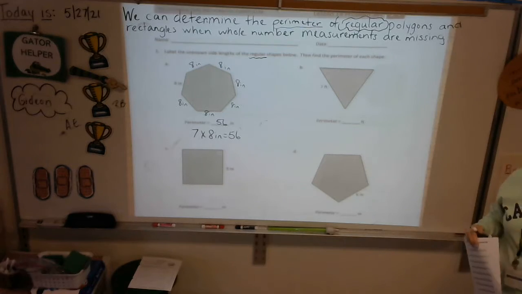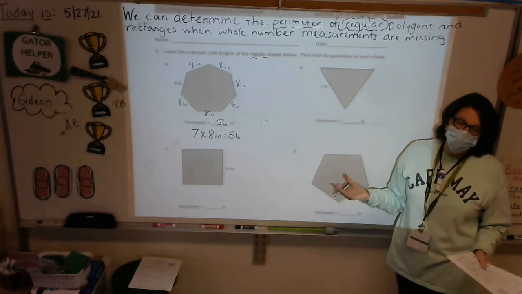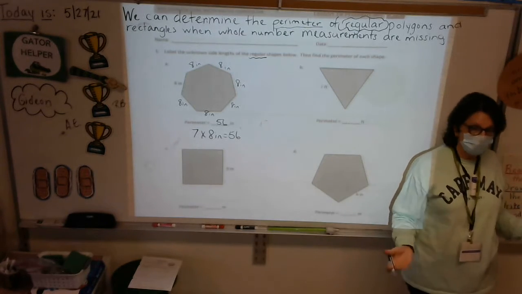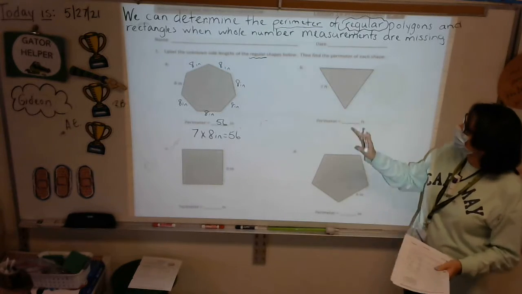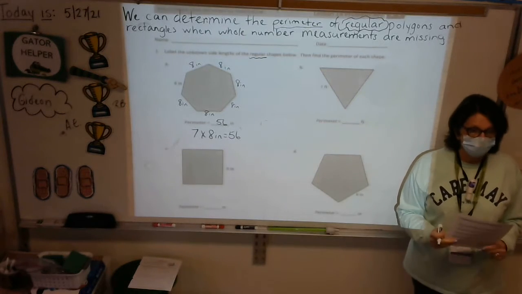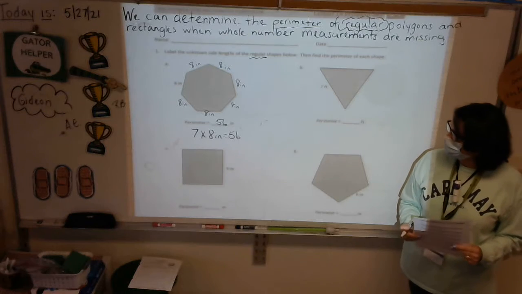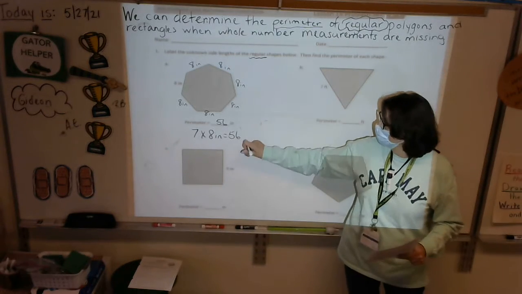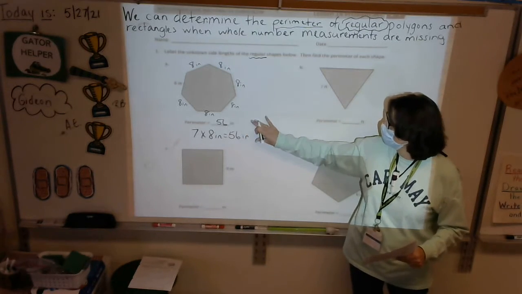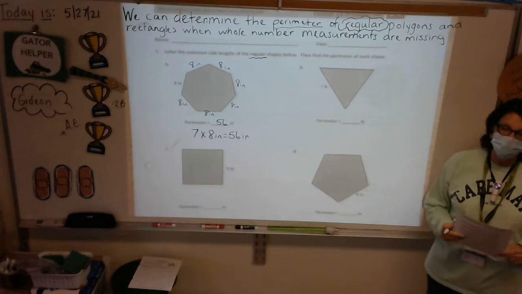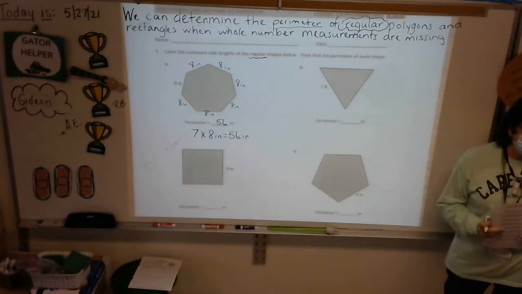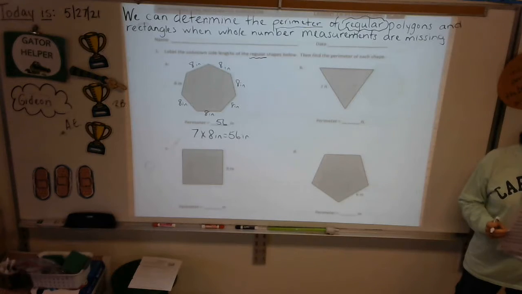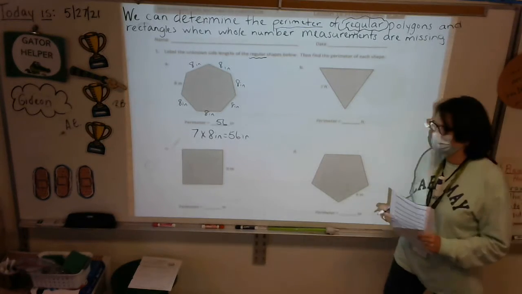So the nice thing about regular polygons is we're going to be able to use multiplication because we know that all the sides will be the same. Okay, go ahead and do the next one on your own. You have to label your 56 because that's inches. Well, we did up here, but you're right, we could do that. Thank you. Okay, go ahead and do B on your own. That's a regular triangle. Label the side lengths, write your number sentence, and get your total perimeter.